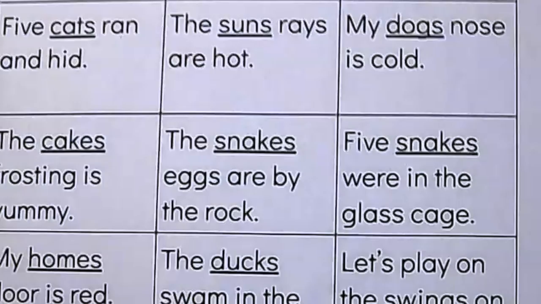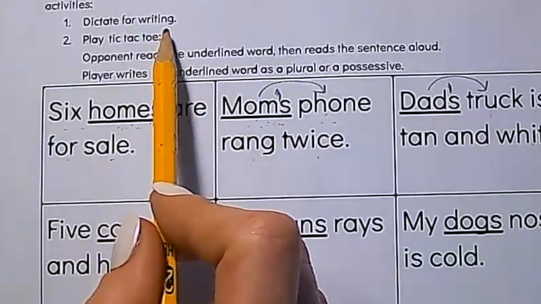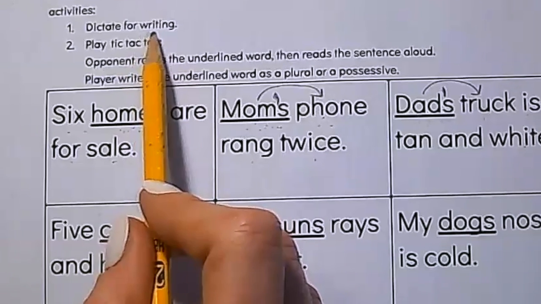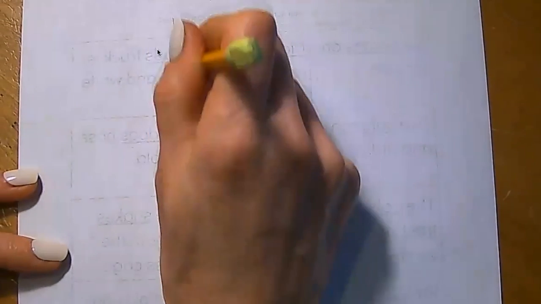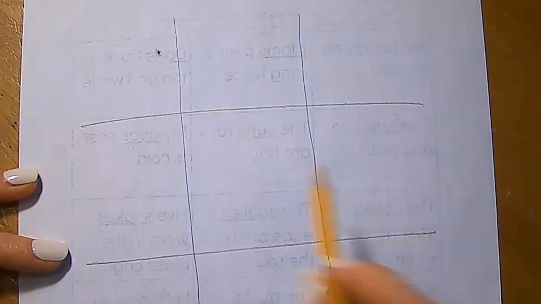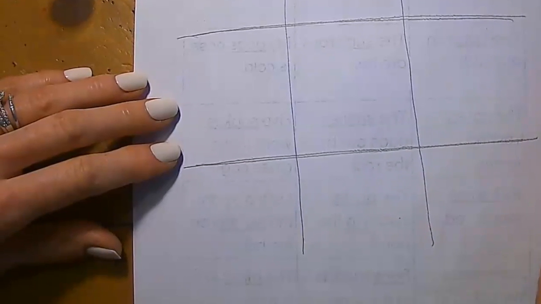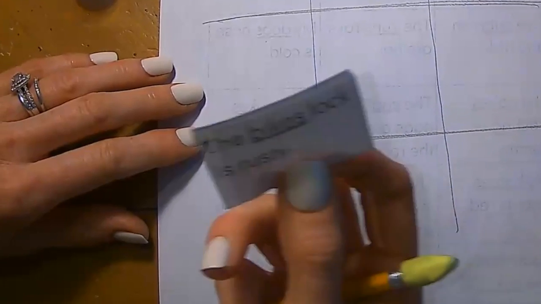And then when you're done with that, you could either dictate these sentences for the student, a few of them, not all of them, but a few of them. And how you play tic-tac-toe is you simply follow the directions for how to play tic-tac-toe. You can find directions in the very back of your training companion guide for the different games. One person is X's, one person is O. You take your sentences that you've already marked and you mix them up and you take turns. Your opponent would read the sentence.